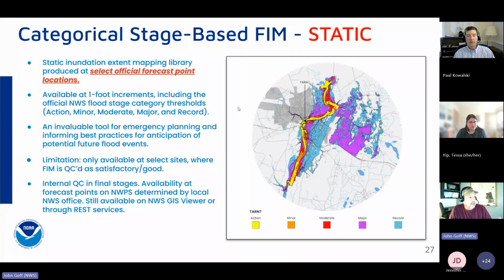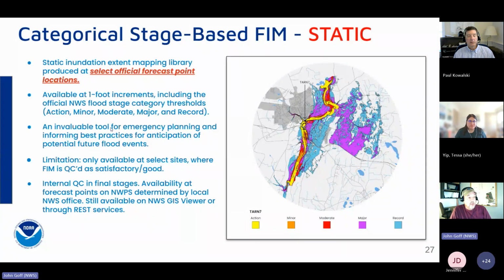The other one on the static is the categorical stage-based FIM. Important here, remember CAT meaning flood stage. So these are at official forecast point locations only where we have flood stages established. They're going to be available at 1 foot increments, including our flood categories. And so this can be really good as well.